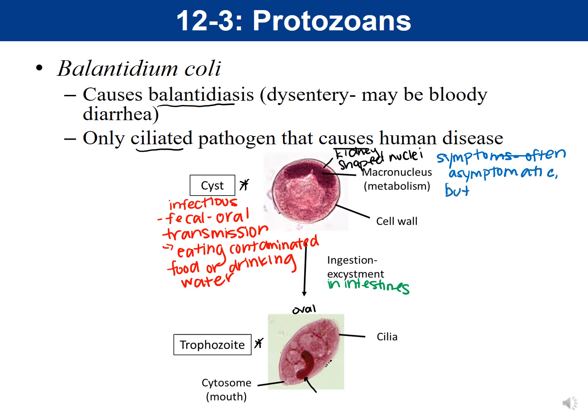But can have bloody diarrhea. Okay, they can have bloody diarrhea. And again, because it can penetrate the lining of the intestine, so this also can penetrate. So, but can have bloody diarrhea, dysentery. So again, that inflammation of the colon.